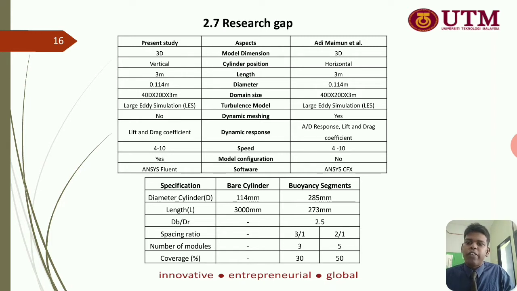Diameter of the cylinder is set to be 114 mm. However, the diameter for the buoyancy segment will be 285 mm. The length of the cylinder will be 3000 mm or 3 meter. For the length of the buoyancy segment, 273 mm. The diameter ratio dB over dr will be 2.5. Spacing ratio of 3/1 and 2/1. Number of modules used for each configuration is 3 and 5, and the coverage percentage is 30% and 50%.